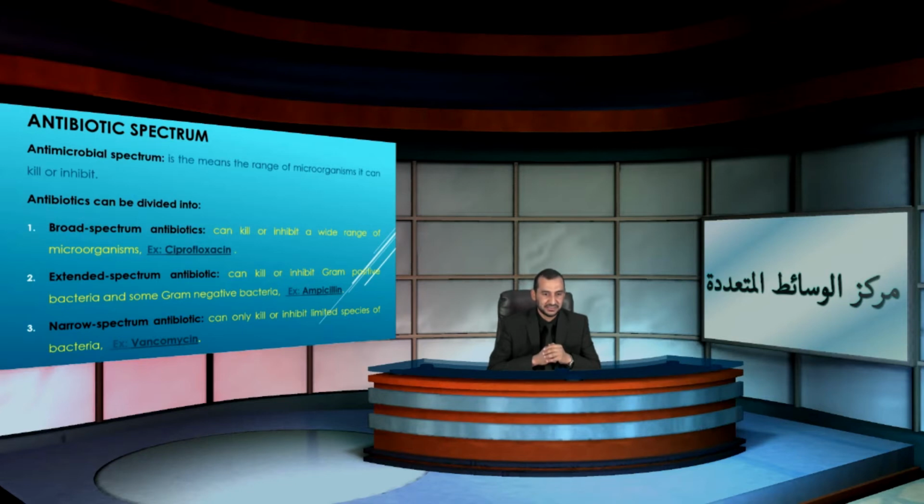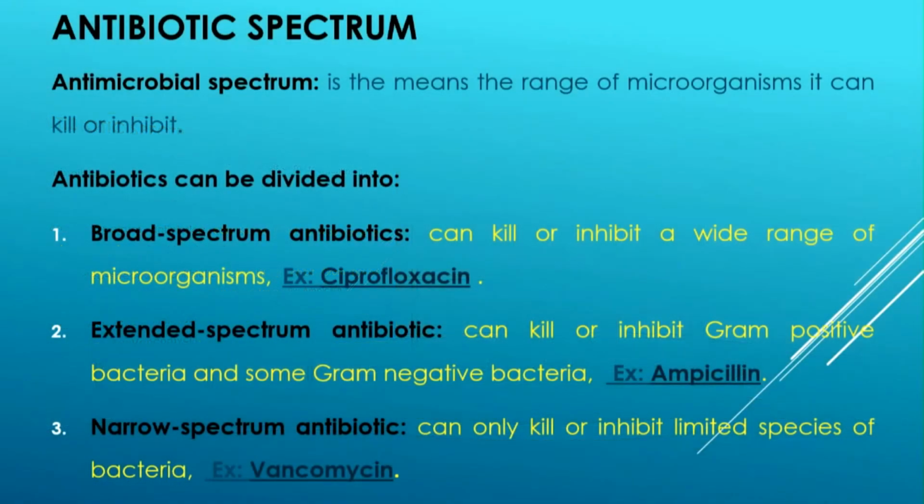Antibacterial spectrum means the range of microorganisms an antibiotic can kill or inhibit. Antibiotics can be divided into three categories: broad spectrum antibiotic, extended spectrum antibiotic, and narrow spectrum antibiotic. A broad spectrum antibiotic can kill or inhibit a wide range of microorganisms, for example cephalosporin. An extended spectrum antibiotic can kill or inhibit gram-positive bacteria and some gram-negative bacteria.